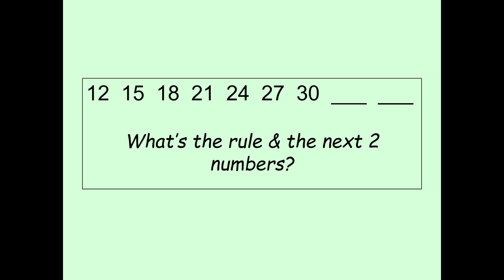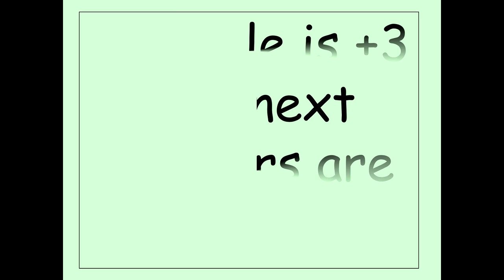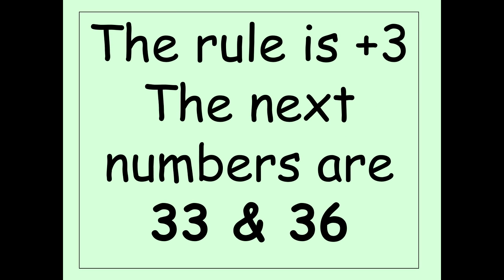Okay, this one's a little bit more tricky. We start at 12, jump to 15, 18, 21, 24, 27, 30. And again, can you write down the next two numbers in this number pattern and the rule, please? 5, 4, 3, 2, 1. Okay, did you get it? The rule is +3, so the next numbers are 33 and 36.